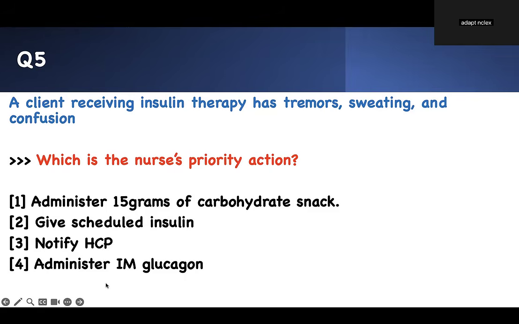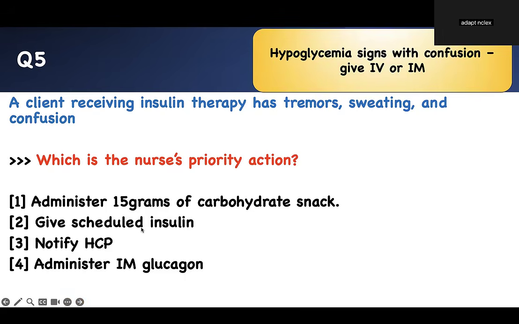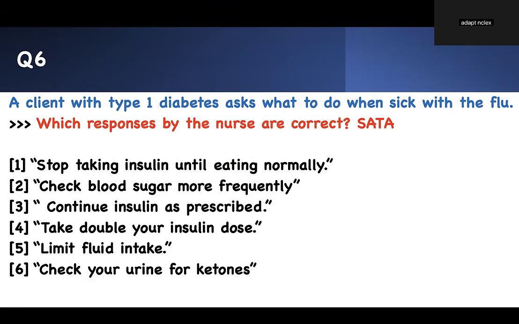Therefore, watch for this kind of question where you have to think critically. Number 4 is the right answer. With hypoglycemia signs and confusion, you give them an IV or IM source of glucose to improve their glucose level. Which responses by the nurse are correct?